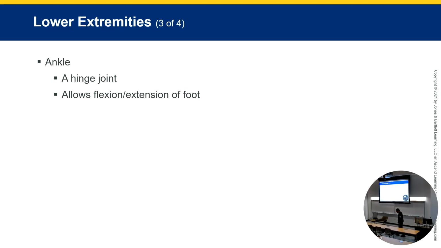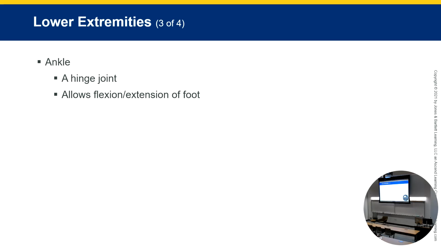Ankle. Your ankle is really made up of two joints. You have the talocrural joint and the subtalar joint. They both have different movement patterns. Again, the joint's all about movement. The talocrural joint allows for flexion and extension of the foot, but we don't call it that. We have special names: dorsiflexion and plantar flexion.